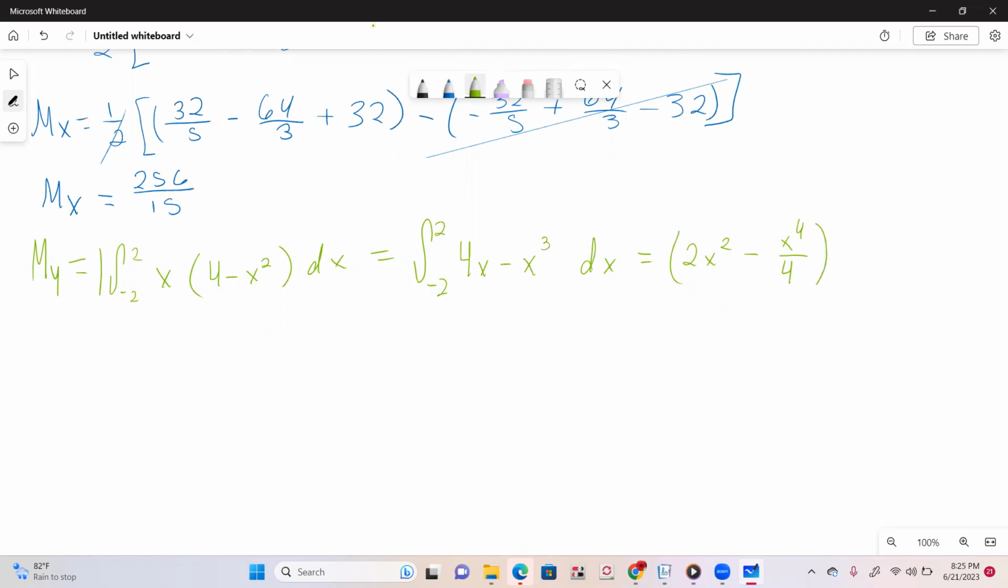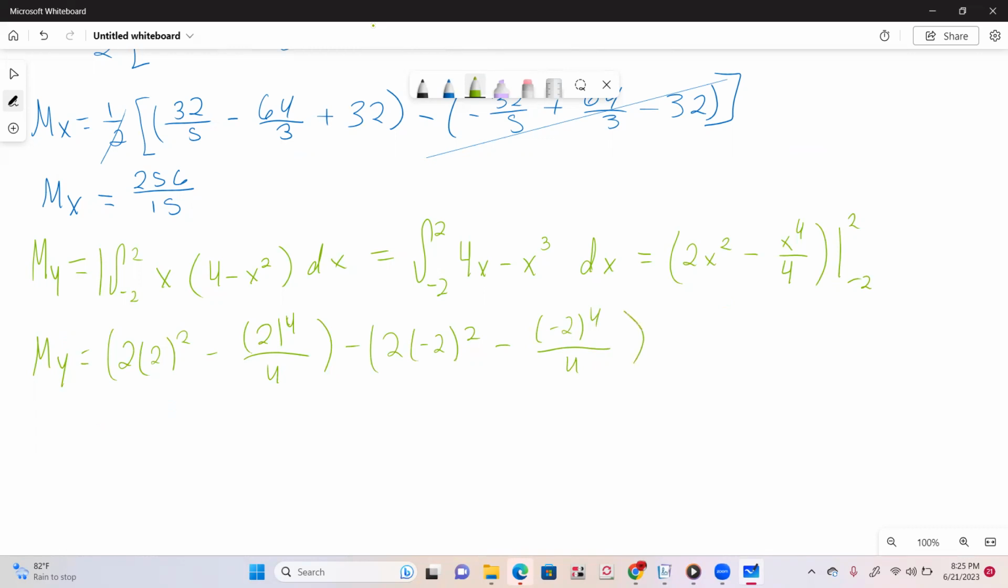And then remember, this is a definite integral from -2 to 2. All right. So now let's solve the definite integral. So it is going to be 2 times 2 squared minus 2 to the fourth over 4 minus 2 times -2 squared minus -2 to the fourth over 4.